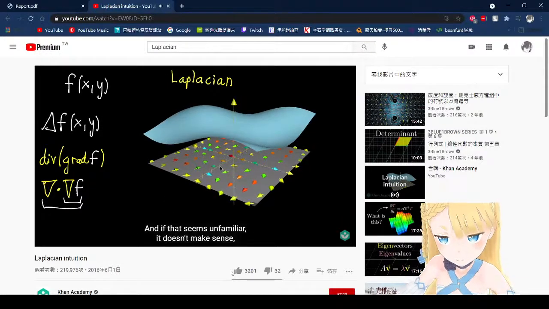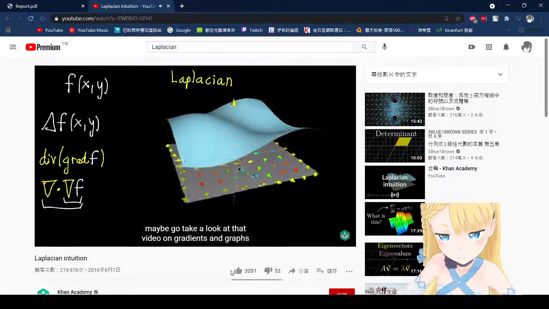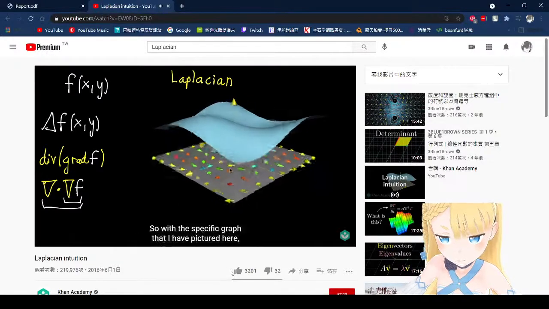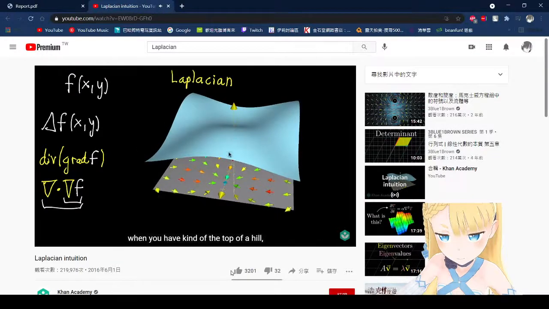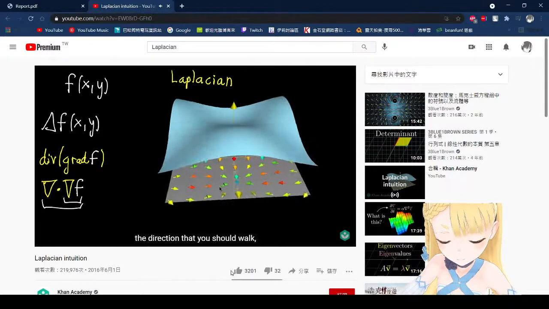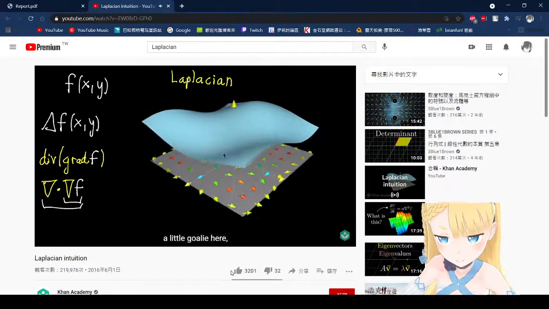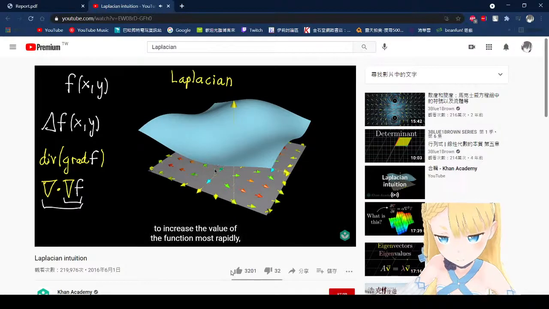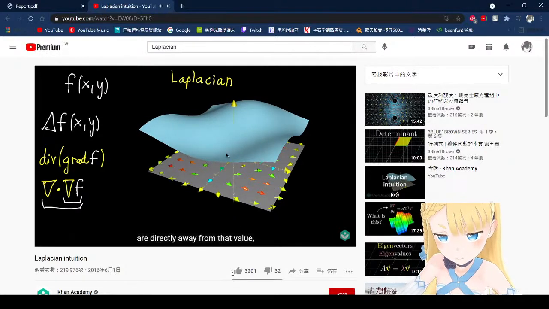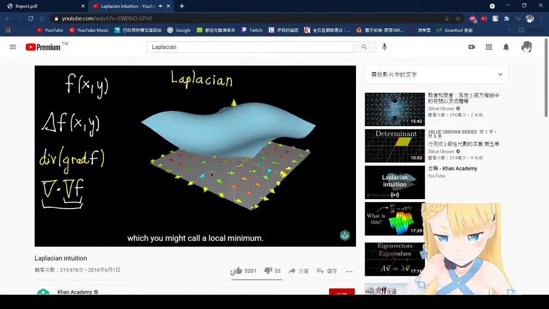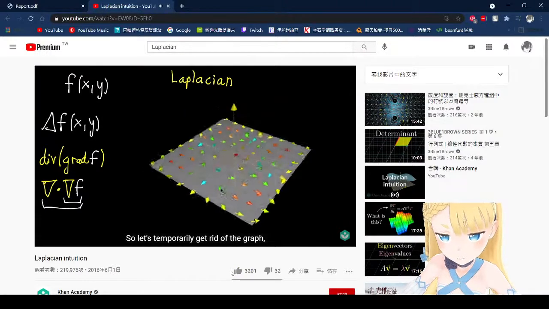And if that seems unfamiliar or doesn't make sense, maybe go take a look at that video on gradients and graphs and how they relate to each other. So with the specific graph that I have pictured here, when you have the top of a hill, all of the points around it, the direction that you should walk is towards the top of that hill. Whereas when you have the bottom, a little gully here, all of the directions you should walk to increase the value of the function most rapidly are directly away from that valley, which you might call a local minimum. So let's temporarily get rid of the graph just so we can look at the gradient field here pretty clearly.